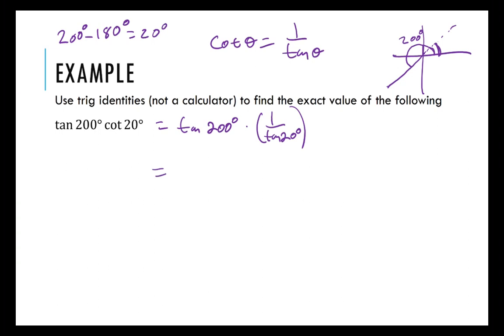There it is. That's the trick. We needed to know about the period. So then I know that tangent of 200 degrees is identical to tangent of 20 degrees, and then it's times 1 over tangent of 20 degrees, which is, of course, 1.